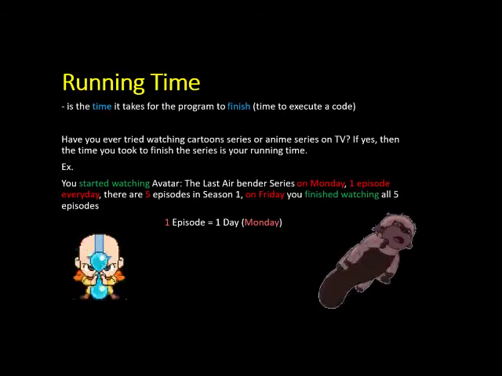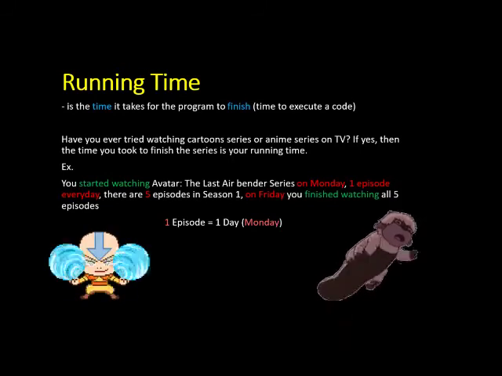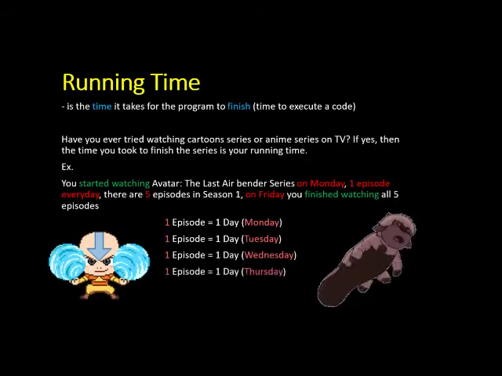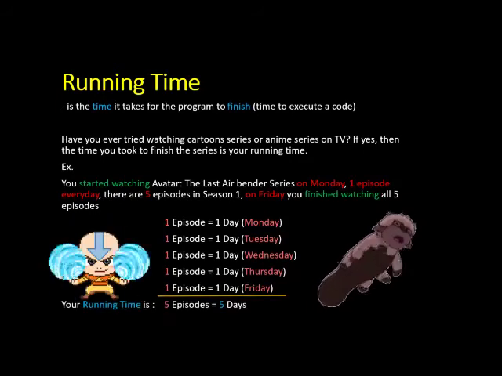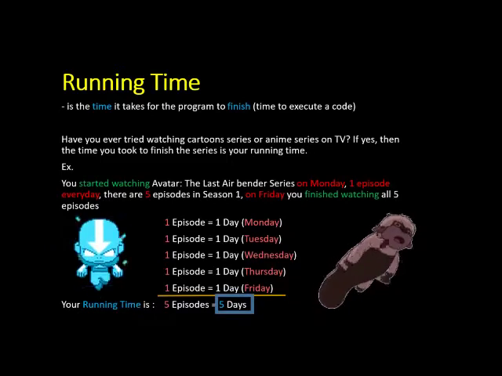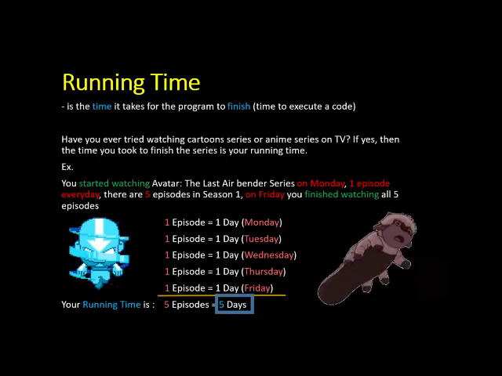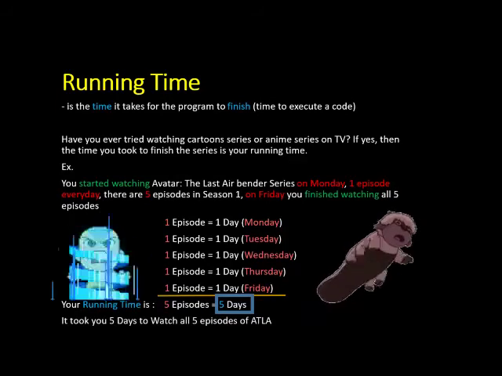As we said, we watched one episode per day. One episode on Monday, one on Tuesday, one on Wednesday, one on Thursday, and one on Friday. So our running time all in all is 5 days because you had one episode per day. You watched one per day from Monday to Friday. So all in all, 5 days. It took you 5 days to watch all 5 episodes.